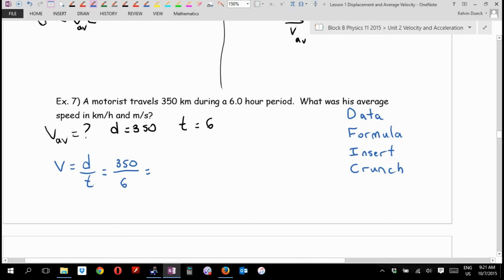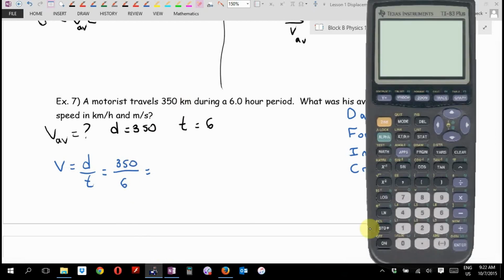58 even? Wow, that's nice. 58. Is it? No? 58.3333333. Okay. By the way, how many sig figs? 2. The 0 doesn't count unless there was a decimal there. I'm dividing. How many sig figs? I guess I should go to 2 technically.